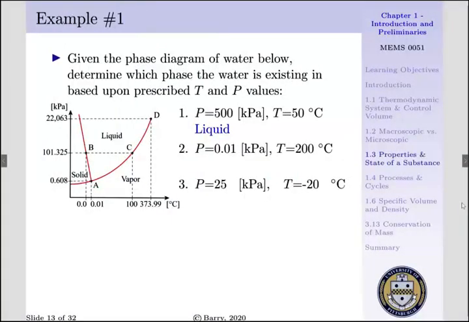If we have a pressure of 0.01 kPa and a temperature of 200 degrees centigrade, we see 0.01 kPa is below our published value of 0.608 kPa, and we are well past point C, so we're definitively within our vapor phase. And lastly, with a pressure of 25 kPa and a temperature of minus 20 degrees centigrade, we see we are going to be existing in a solid phase.